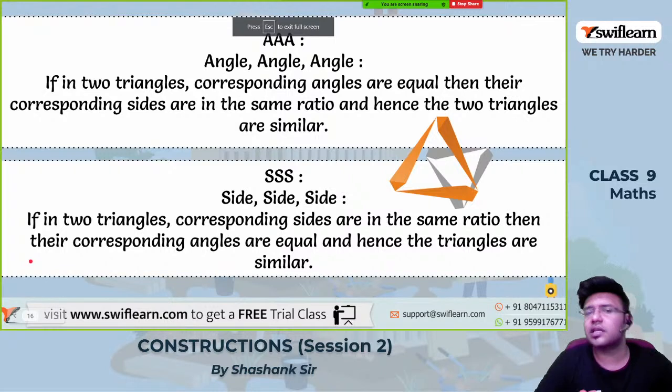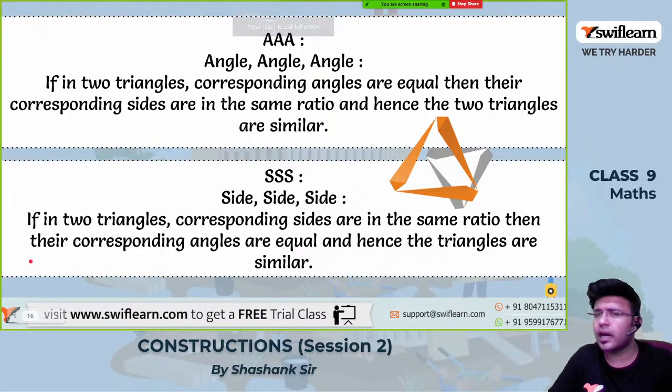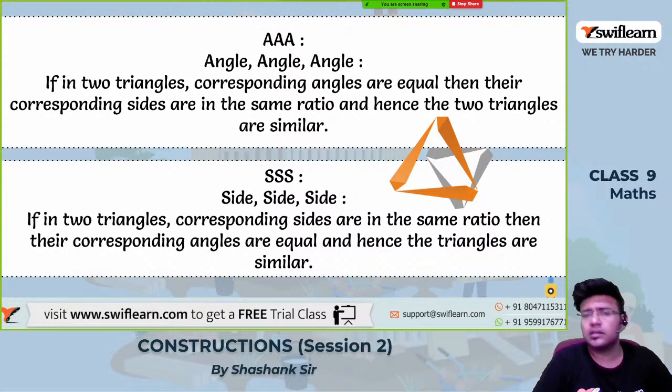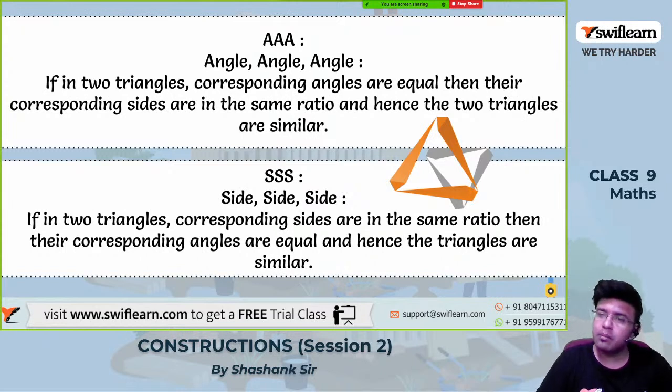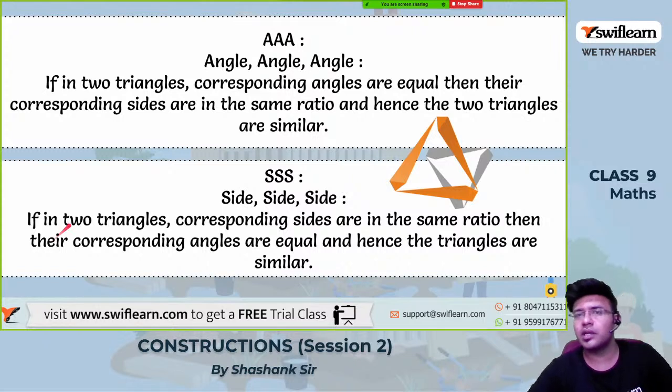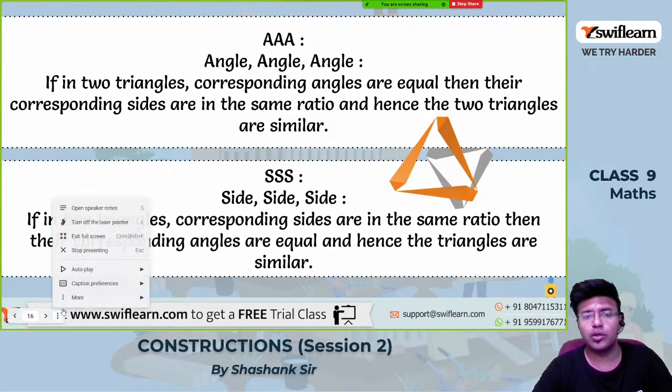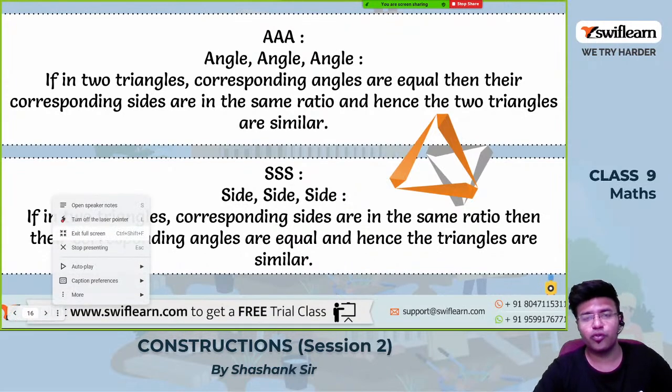Now triple S criteria. What are triple S criteria? If in two triangles the corresponding sides are in the same ratio, then the corresponding angles are equal, hence the triangles are similar. Look here, let us go back to the software.